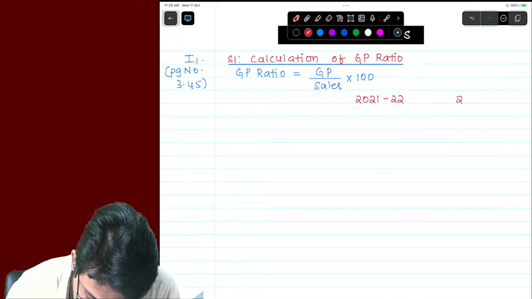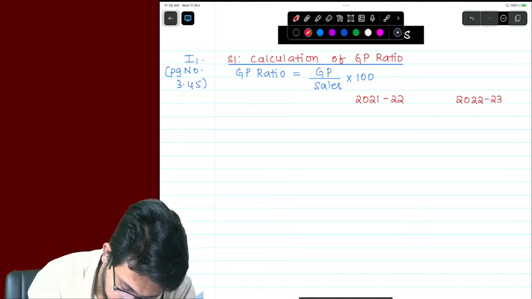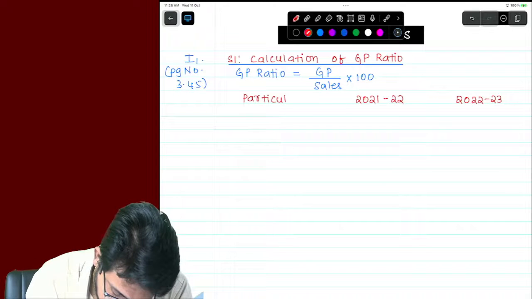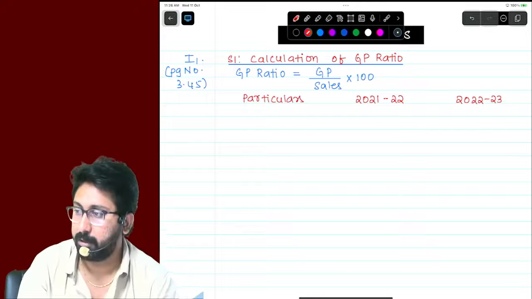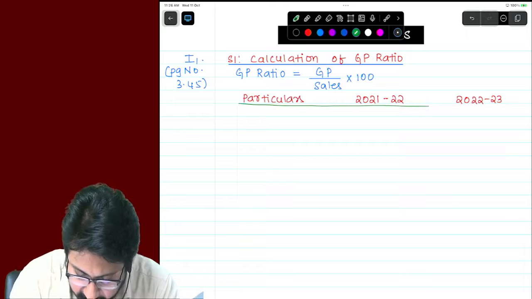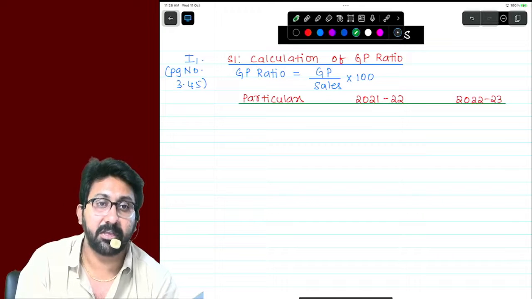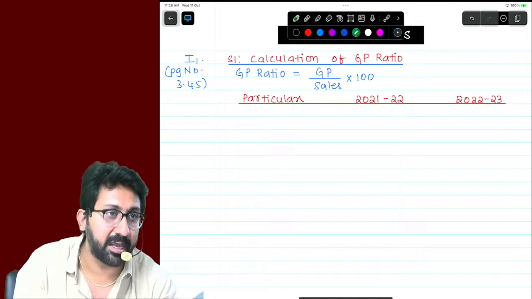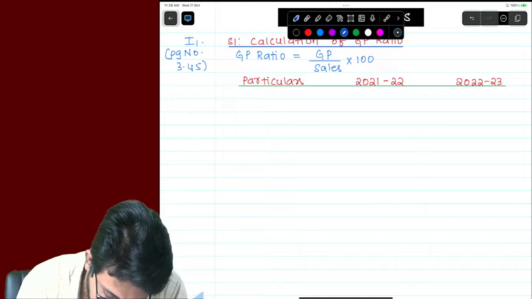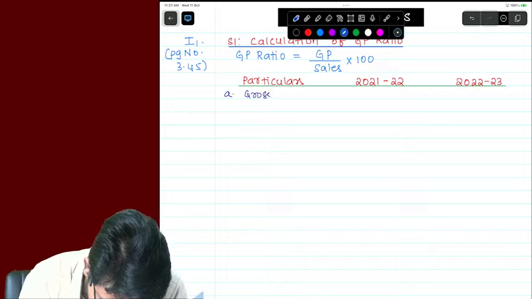21-22, 22-23. Particulars. First thing you need to always remember, don't assume that the person valuing your paper knows everything. Present everything clearly in the paper. See how I write? Like that only you should present. A. Gross profit. First write down.